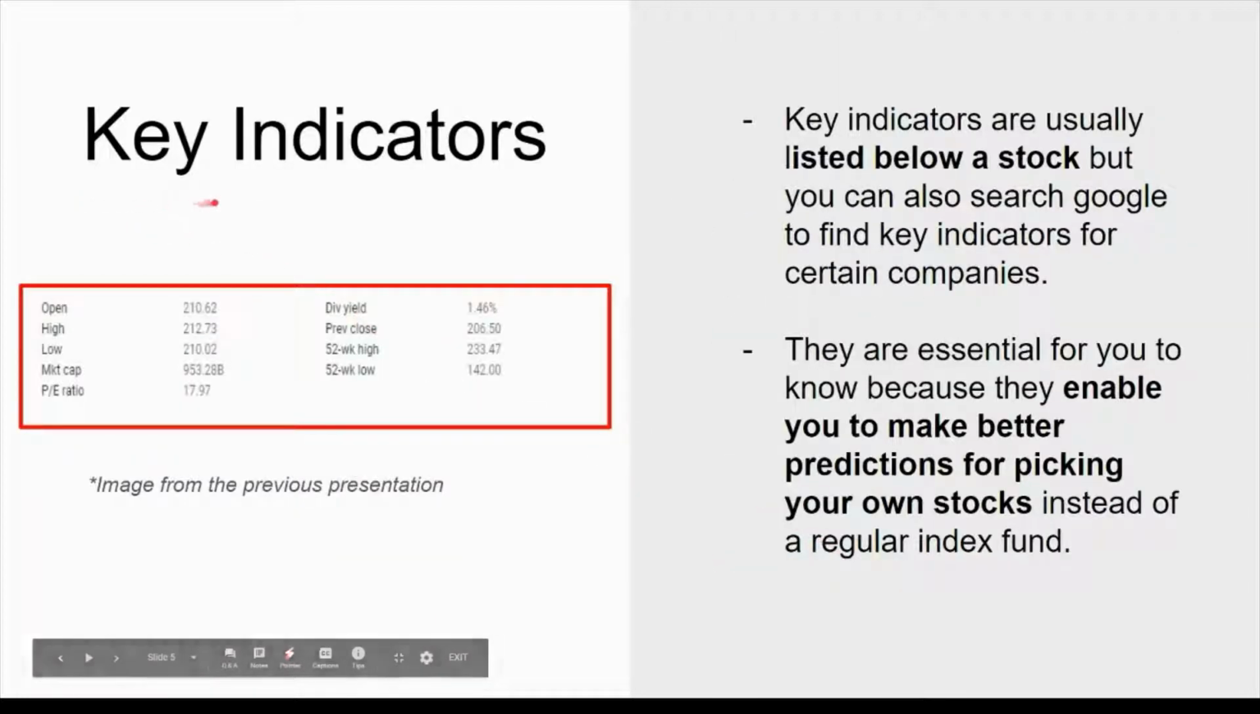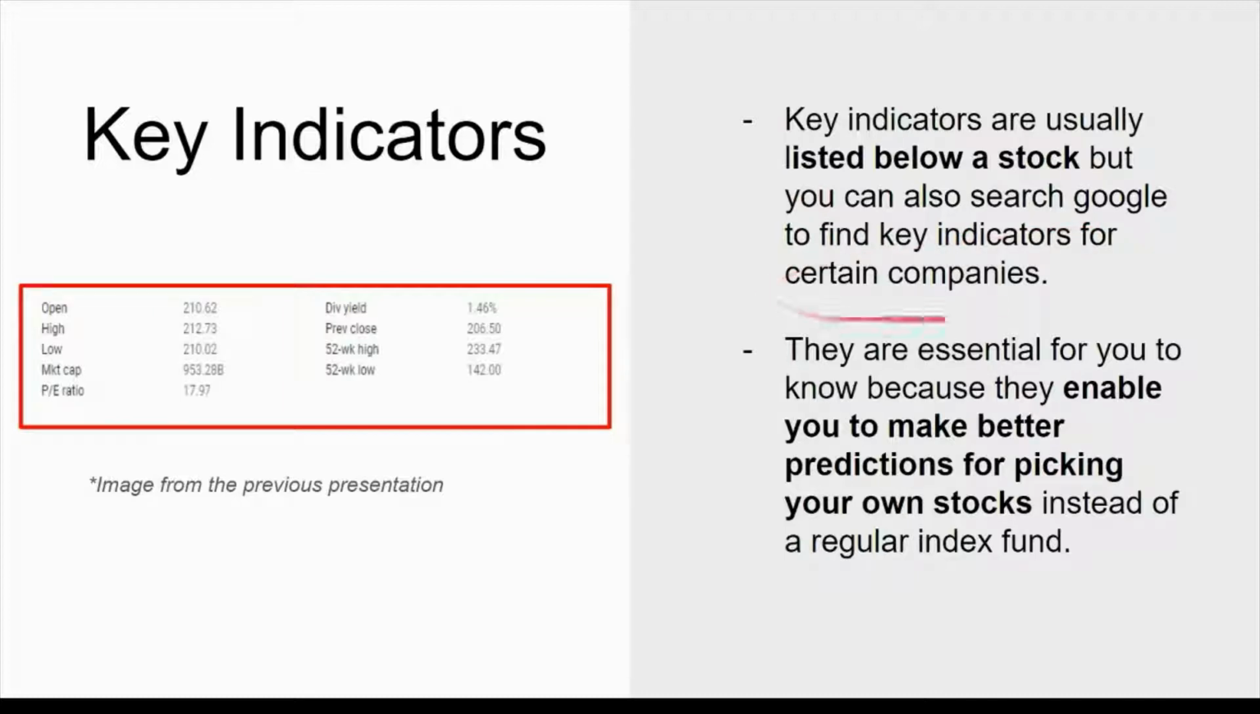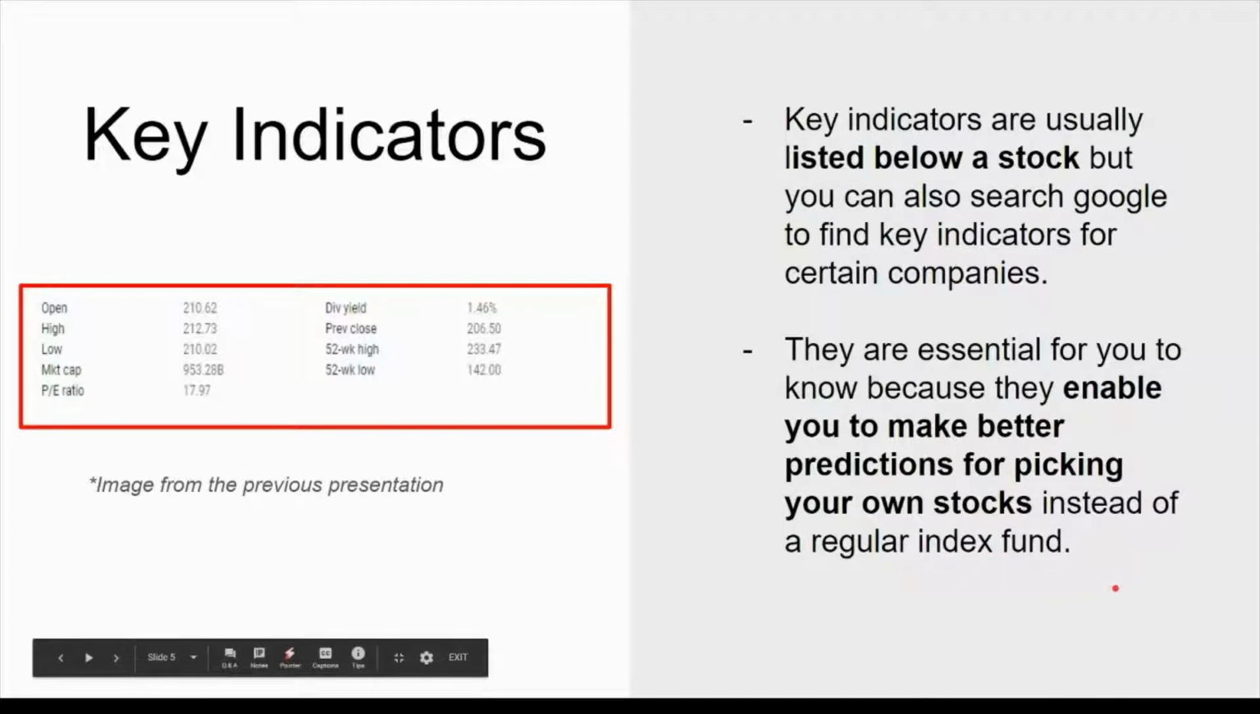So, a more in-depth analysis of key indicators. In our last presentation, I showed you guys this image of what key indicators looked like, and basically they're usually listed below a stock, but you can also search up specific key indicators on Google for certain companies, and they are essential for you to know because they enable you to make better predictions for picking your own stocks instead of investing it in a regular index fund.